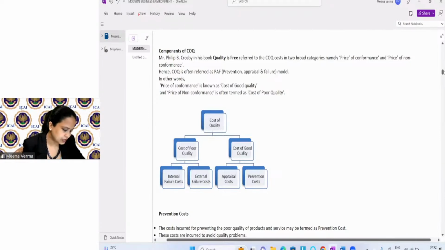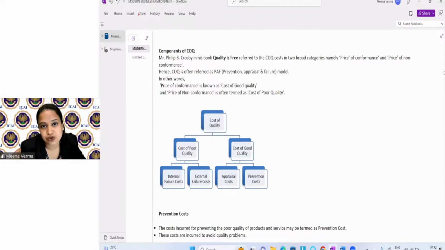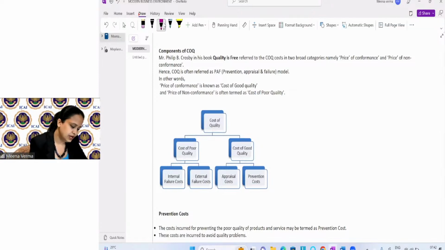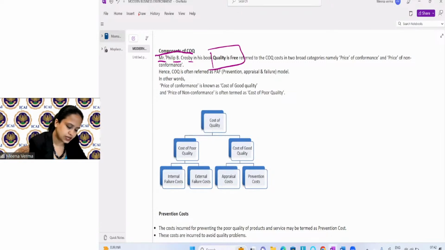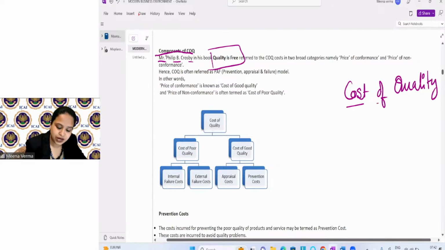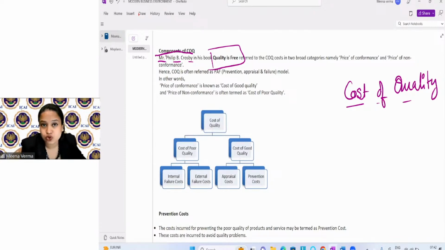Now let's understand the components of cost of quality. Here we are learning about what Mr. Philip B. Crosby wrote in his book, Quality Is Free. Quality is not expensive actually, quality is free. It is very deep and we have to understand how the quality will be free, right? Cost of quality means the cost we are incurring to produce a quality product.